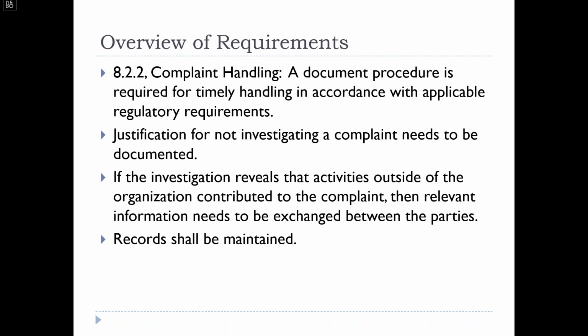And if the organization's investigation reveals that activities outside of the organization contributed to the complaint, maybe related to an outsourced transportation provider or a contract manufacturer, then those relevant parties need to be brought into the problem solving and information exchanged. And records of the complaint handling process need to be maintained.